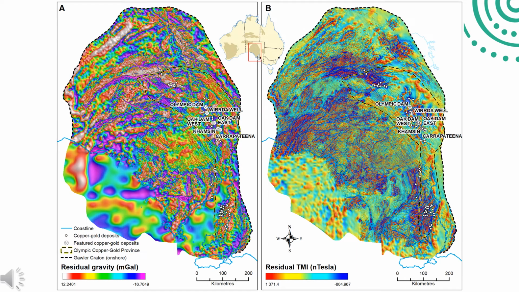I'm taking you back to these regional images now to explain how we've used GIS and spatial statistics to provide some quantitative data on potential IOCG targets in the Olympic copper-gold province.